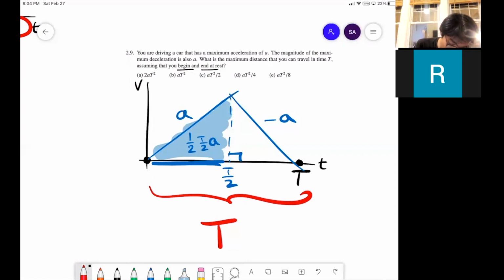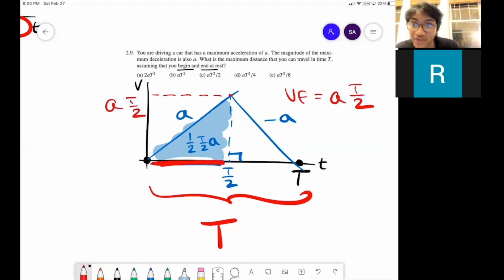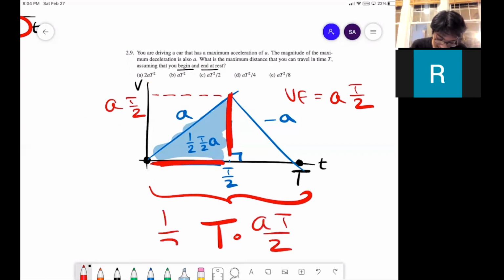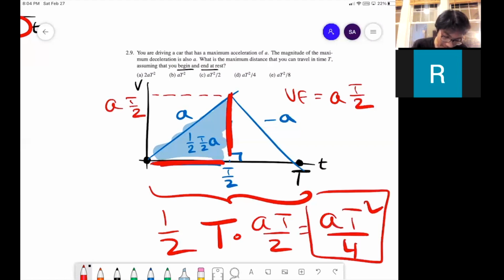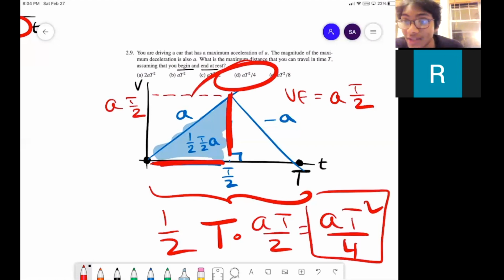Well, if we have a time of t over 2, then Vf is equal to Vi, which is 0, plus At. So A times t, which is t over 2. So At over 2, that's going to be our final velocity. So our height is this, which is At over 2. Take half of that, and we end up with At squared over 4 for a nice answer of choice D.